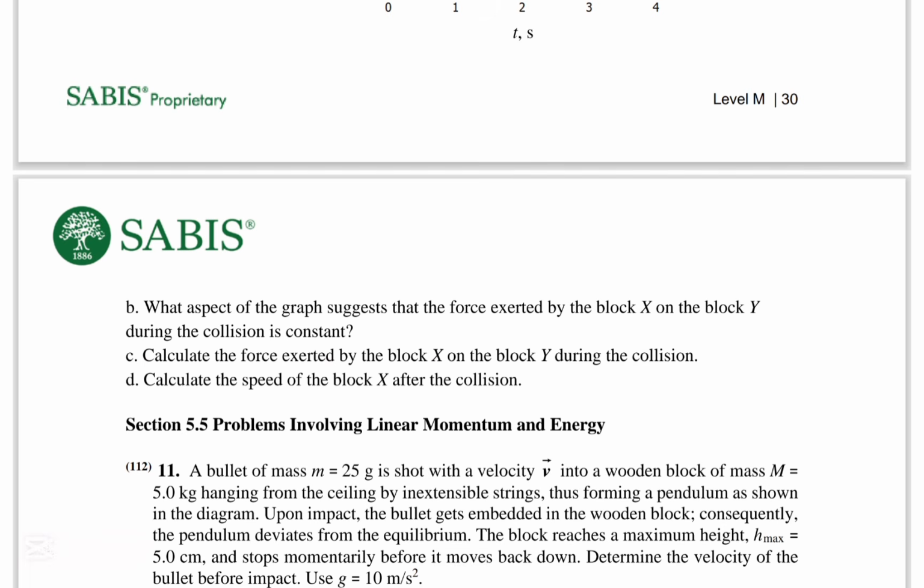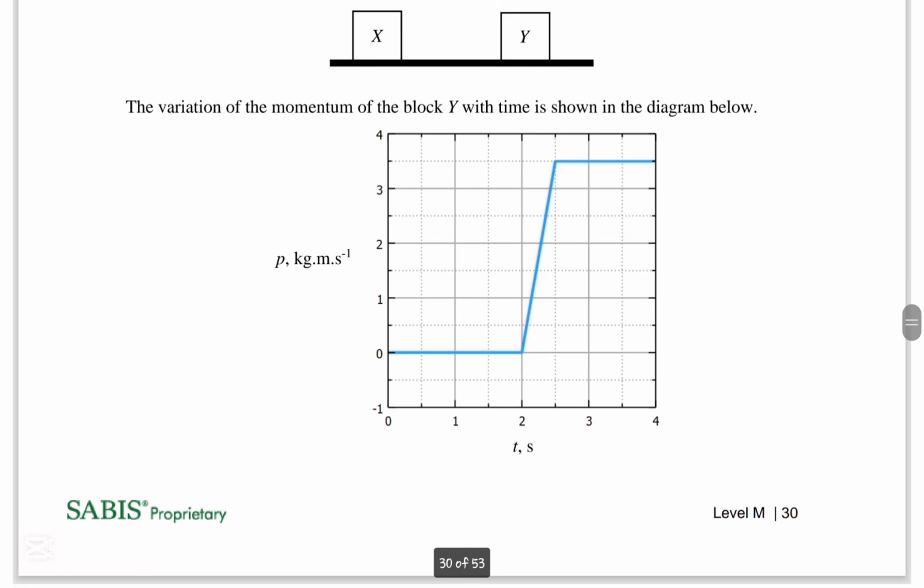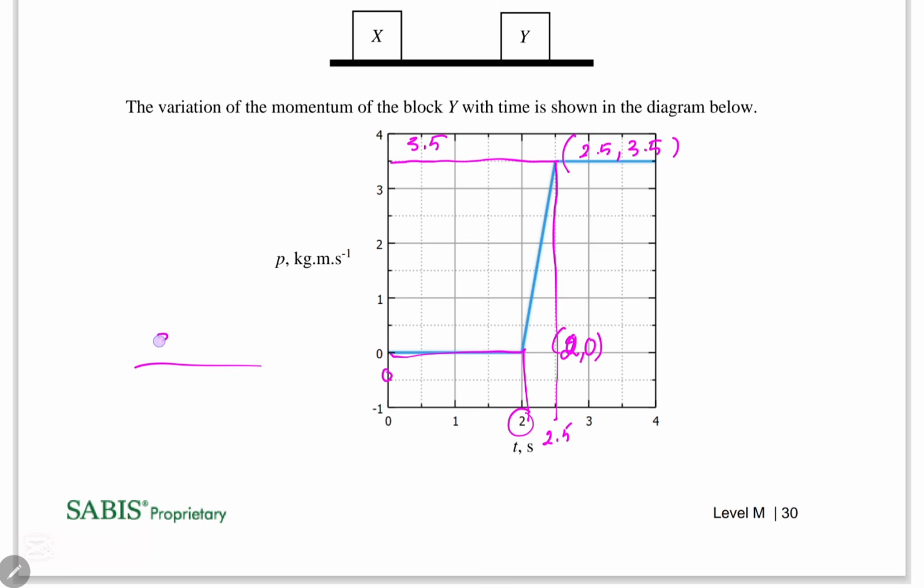For part C, what does it say? It says calculate the force exerted by block X on block Y during the collision. Here we can use the idea of it being a slope. Here I see that this is 3.5 and here this is 0. And what's my time here? My time here was 2.5 and my time here was 2. So now it's going to be y minus y over x minus x: 3.5 minus 0 over 2.5 minus 2. So I will get 3.5 over 0.5, which is 7 newtons.